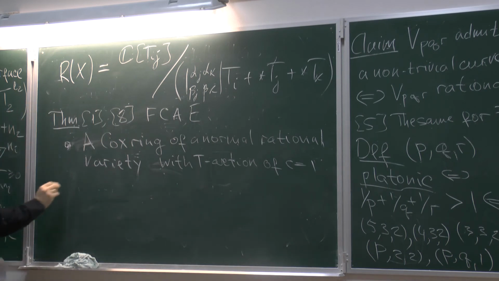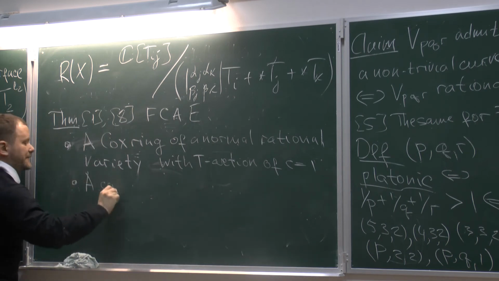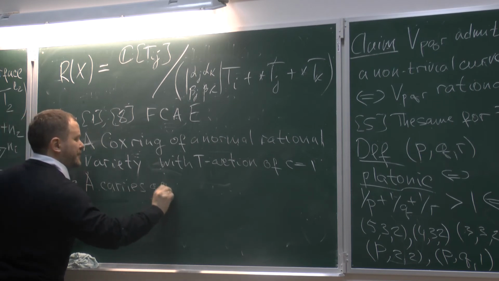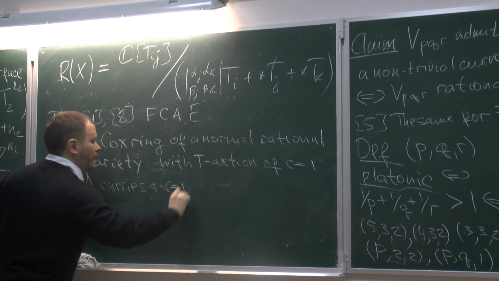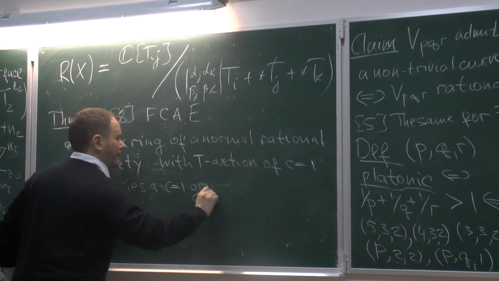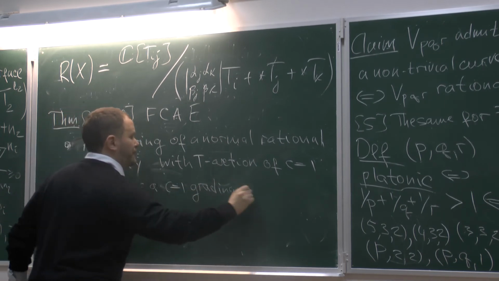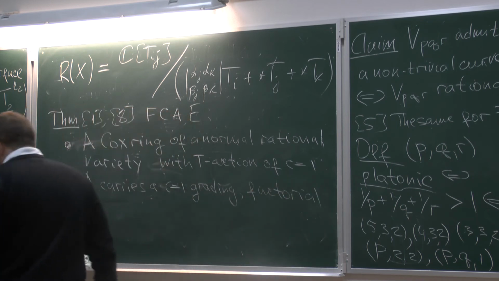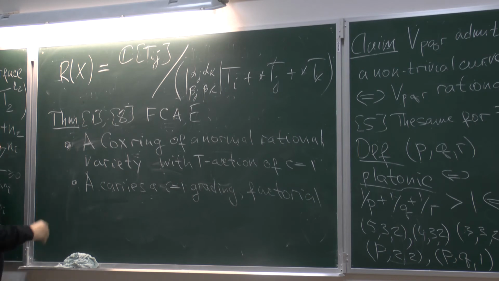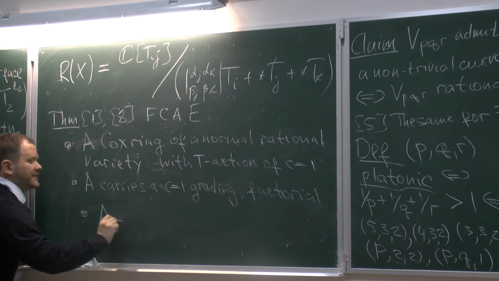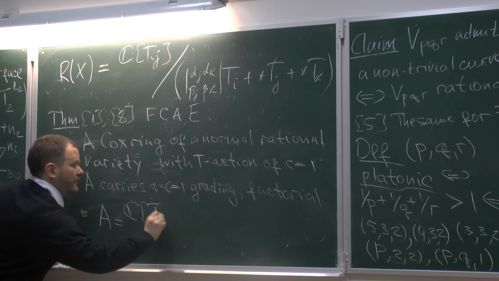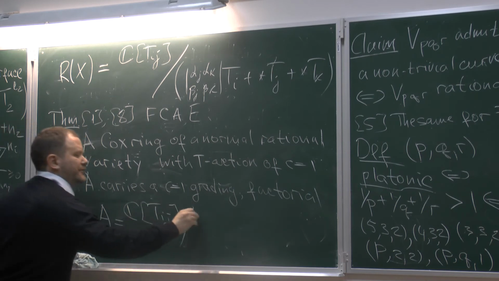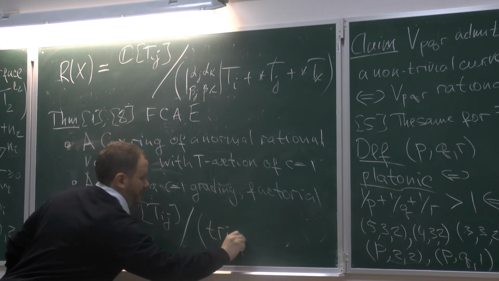Second condition: A carries a complexity 1 grading which is factorial on the level of homogeneous elements. And finally, the last condition is that A is a quotient of a polynomial algebra by an ideal generated by trinomials.